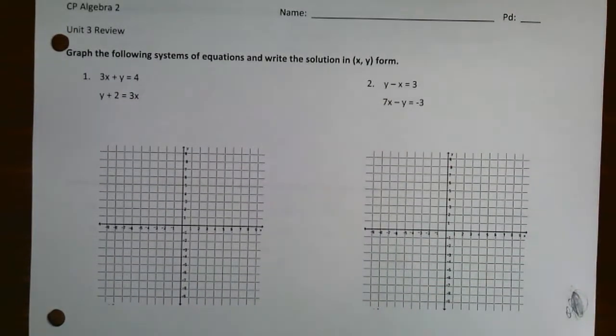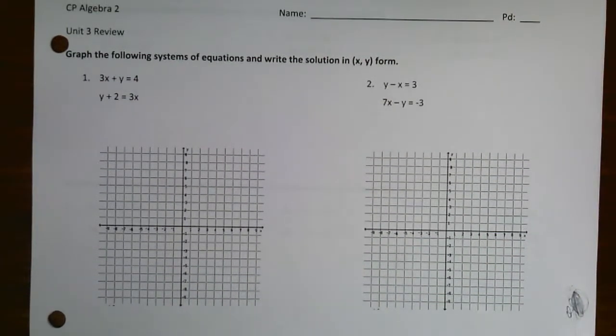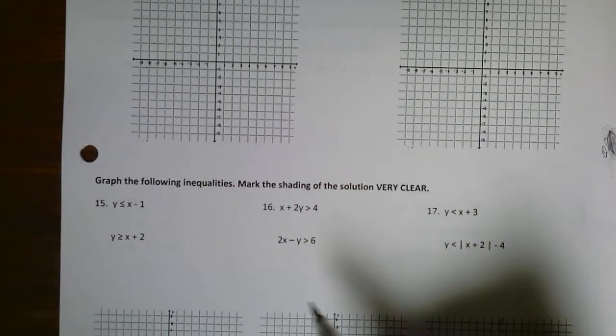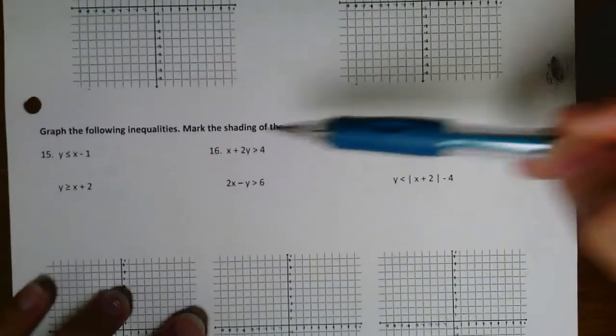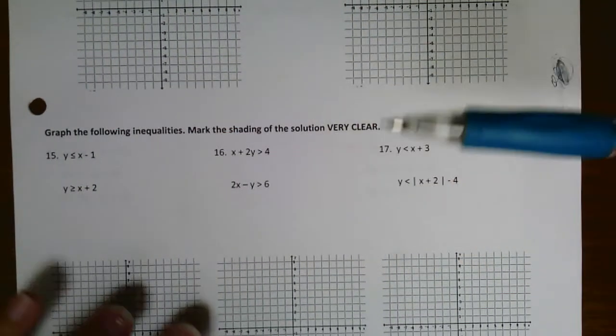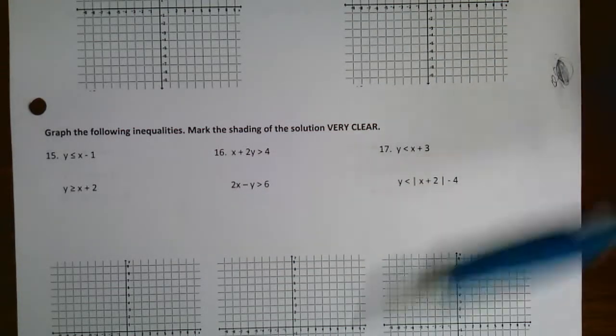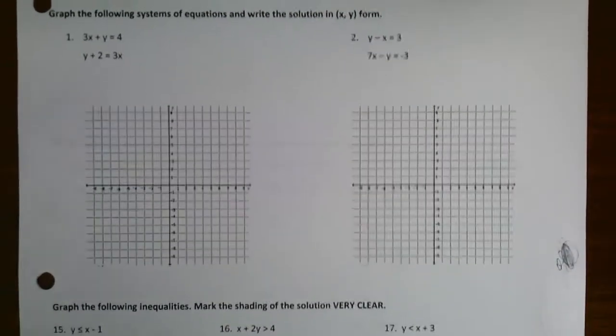Okay, so the first two problems say graph the following systems of equations and write the solution as an x comma y. These are not inequalities, so the ones down below have the little inequality symbols. You're pretty much going to be doing numbers 1 and 2 the same as you would be doing 15, 16, and 17. The only difference is that those ones get shaded, and then you look for that overlap. But these first ones are just straight up equal signs.